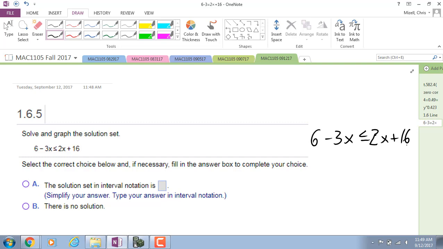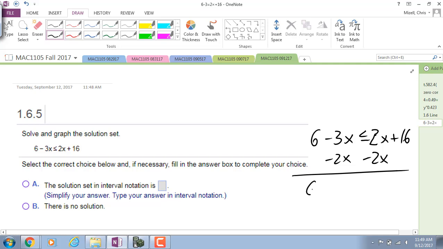You could go either way with this. If for whatever reason you like to keep your coefficients of x positive, it would certainly be fine to add 3x to both sides to get the x terms on the right. For the sake of illustrating that process where we divide both sides by something negative, I'm going to subtract 2x from both sides so that we have the x term on the left and the terms that don't have x's in them on the right. So let's subtract 2x from both sides. We'll have 6 minus 5x is less than or equal to 16.